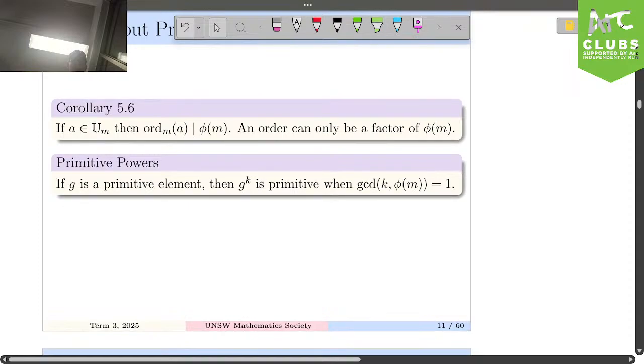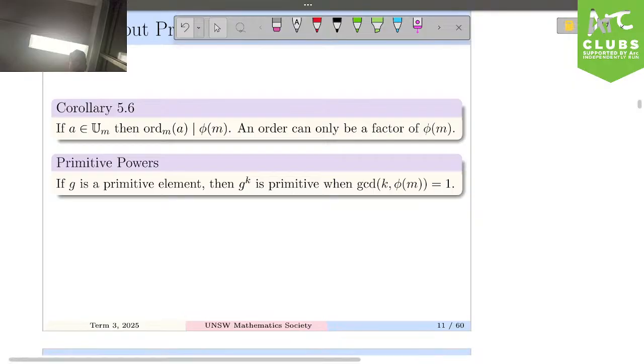Primitive powers. If G is a primitive element, then G to the K is primitive when the GCD of K and phi of m is equal to 1. So this is saying that K is coprime to the number of units. So if I multiply it by itself again and again and again, it's going to take phi of m many times to get back to 1.